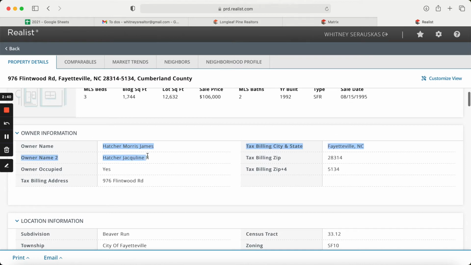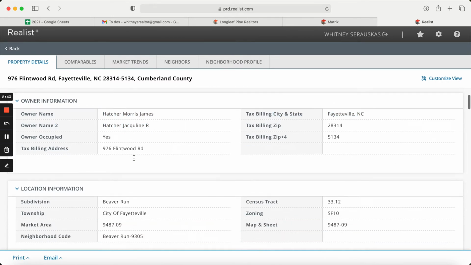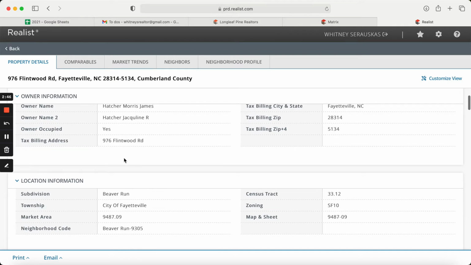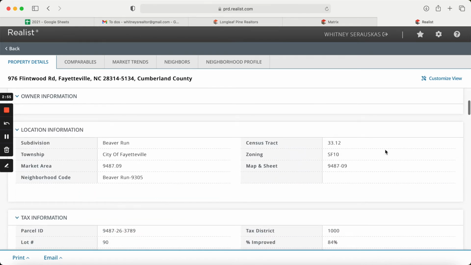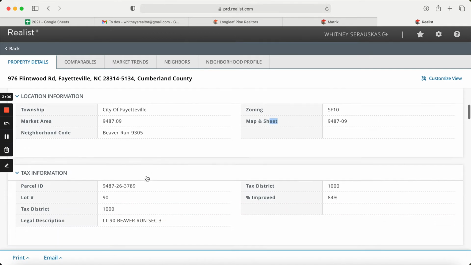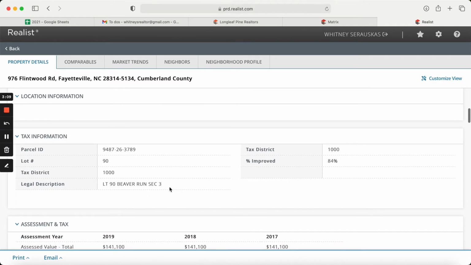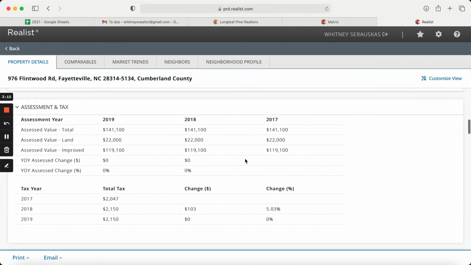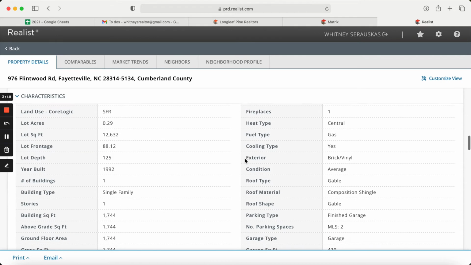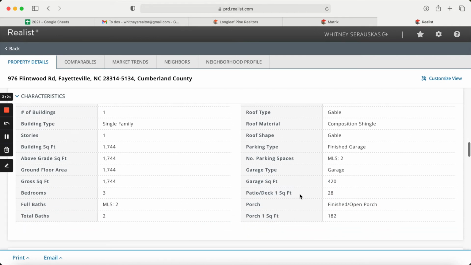You can find out the information of the person, if it's occupied, if they are currently living there. If they're not, of course, there'll be a different tax billing address. What's the zoning, where it is, with the plot map. You can find that information here. Subdivision, parcel ID number, the legal description of the house. Tax assessment over the years, and any other characteristics about the house that you probably won't be able to find.